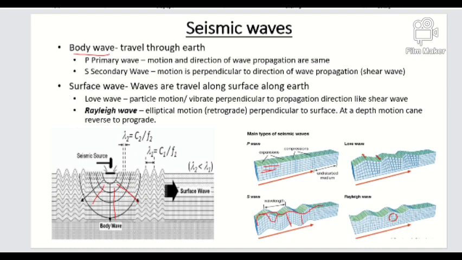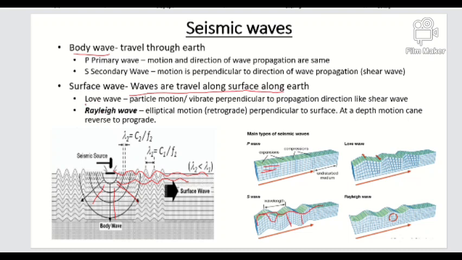And there is another wave, the surface wave. You can see it in the first figure here. At the surface, the wave propagates, traveling along the surface of the earth.